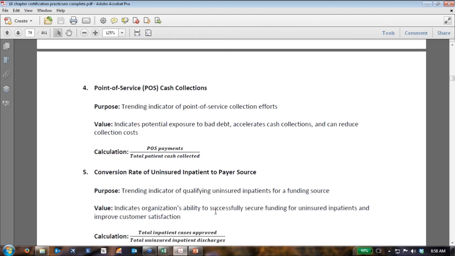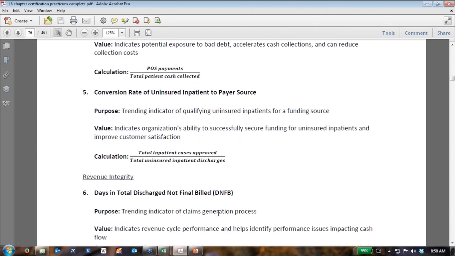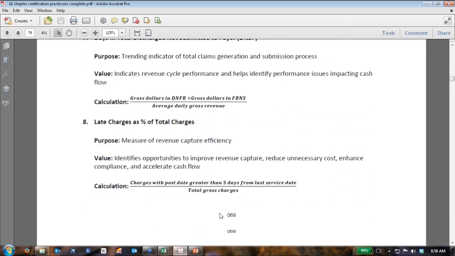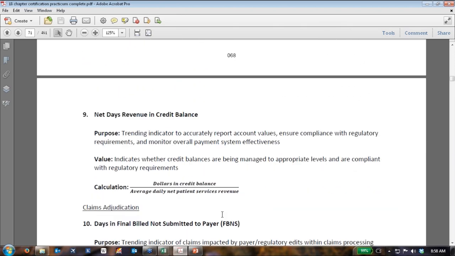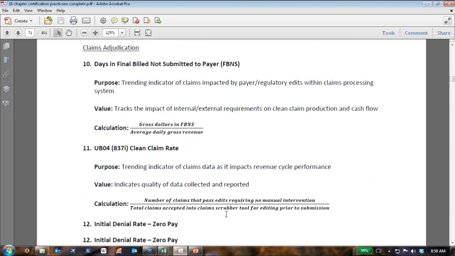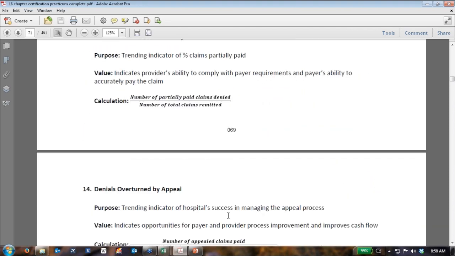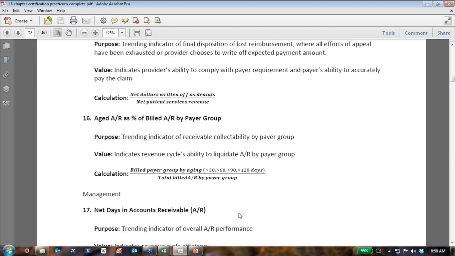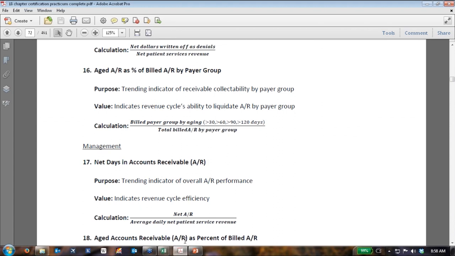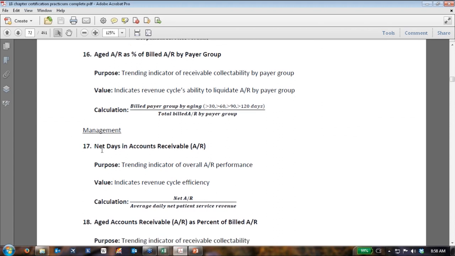And there is just a little bit of overlap here, and that is that one of the ratios is indeed our days revenue in receivables, and it's in here someplace under management, net days in accounts receivable. So this ratio number 17 is actually the very same one you saw in the ratio materials in webinar number one.